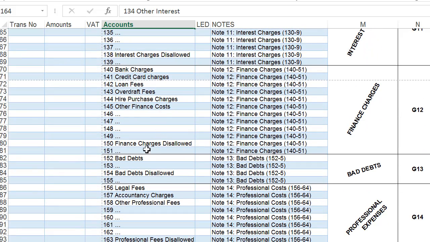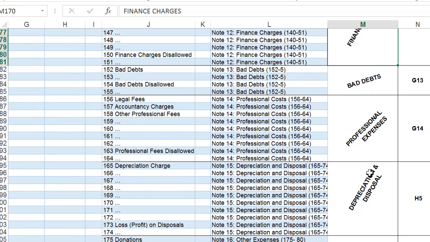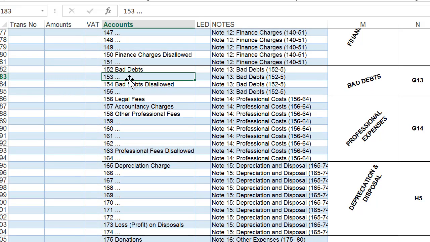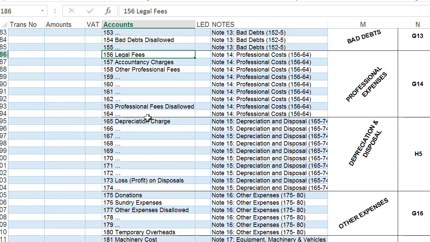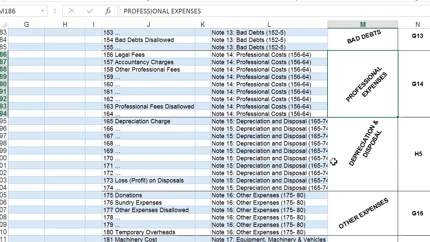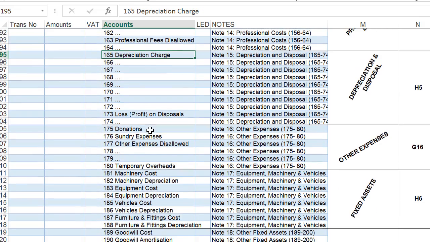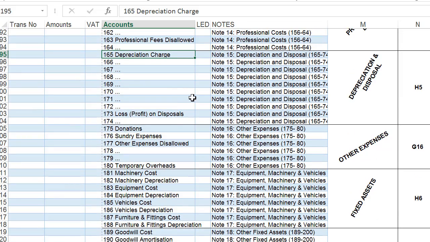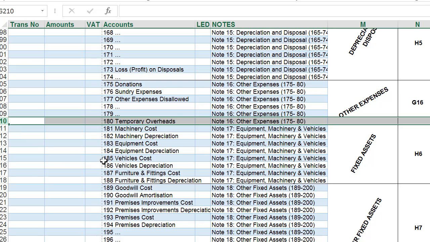Then 140 to 151, we look at bank charges, loan fees, overdraft fees. Those are finance charges. Now 152 to 155, those are bad debt accounts. 156 to 164, professional expense accounts, legal fees, accountancy, other professionals. 165 to 174, that is depreciation and disposal accounts. 175 to 180, those are other expense accounts. And this is the end of expense accounts.